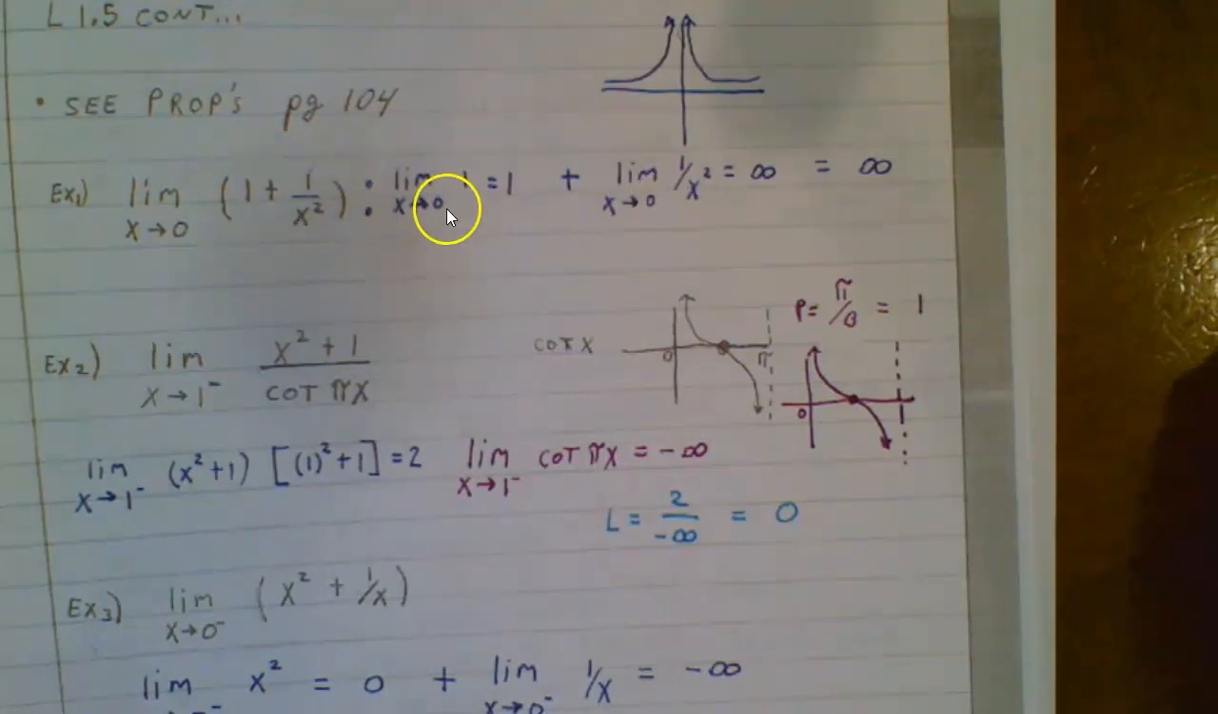Well, the limit as x approaches 0 of 1 is always going to be 1. No matter what you're trying to approach here, if my function is just y equals 1, it's always going to be a result of 1. So that's for the first part. In the second case, 1 over x squared, as you approach 0 would have to be infinity.